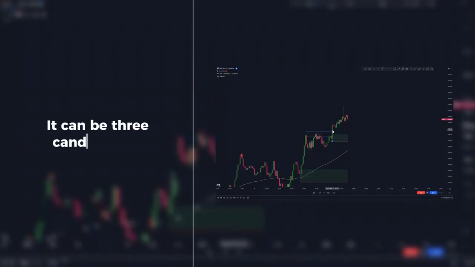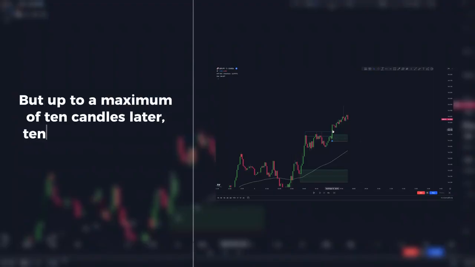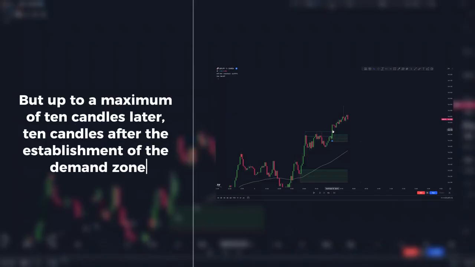The break of structure doesn't have to come immediately on the next candle. It can be 3 candles later. It could be 4 candles later, but up to a maximum of 10 candles after the establishment of the demand zone.